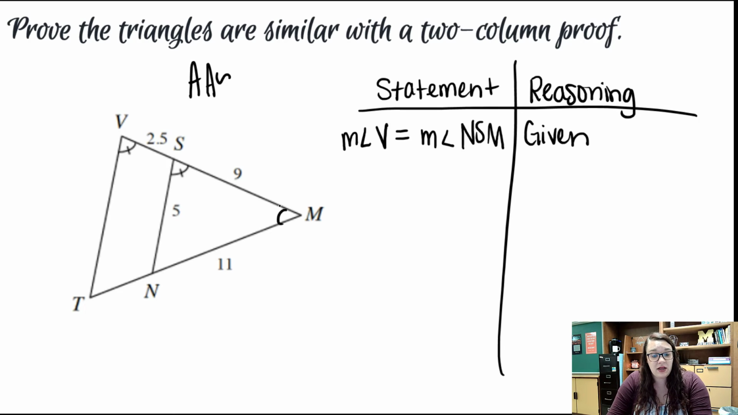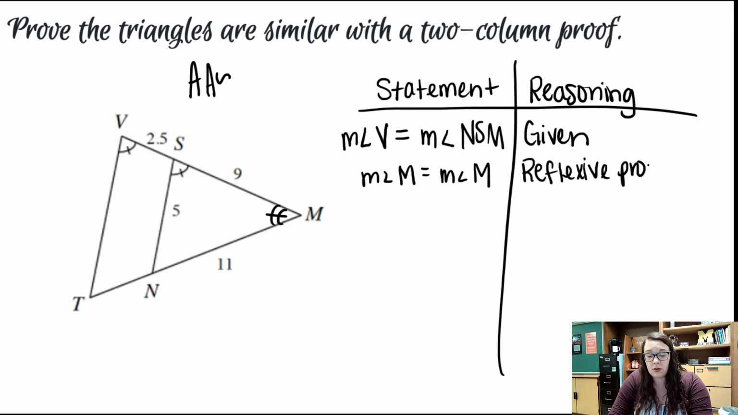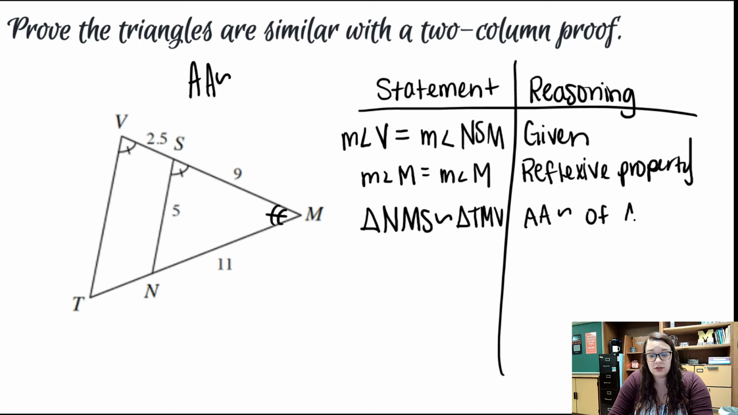My next one is that angle M is congruent to itself. So the measure of angle M is equal to the measure of angle M. This is kind of a weird thing to write because everything is equal to itself. It's actually a mathematical property. It's called the reflexive property. Once I've got these 2 statements, I can make my conclusion, which is that triangle NMS is similar to triangle TMV. And this is because of angle similarity of triangles.